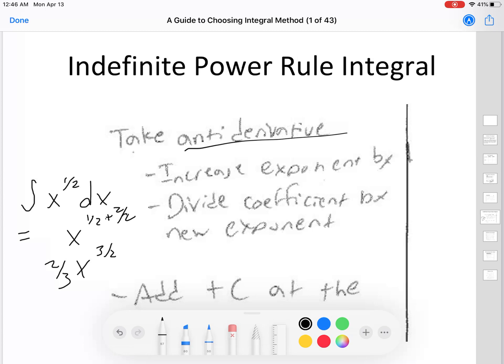Now, if I had a different coefficient, like let's say that I had a coefficient of 2 in my original problem, I could just take that 2/3 and multiply by 2 to get 4/3. And of course, you want to make sure that you are adding a plus c at the end.